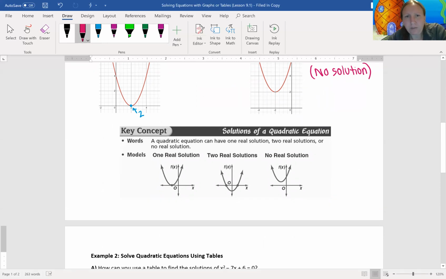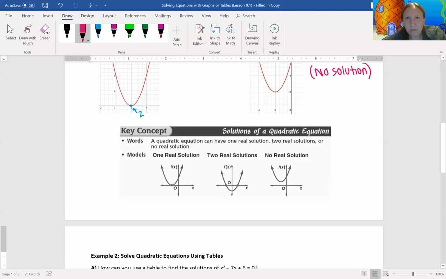That's going back to those number systems that we did at the beginning of the year. And so that's talking about the real numbers, because we said that there could also be imaginary numbers, those weird scenarios with negatives and the square roots and stuff. So this is just saying if there's 1 real solution, 2 real solutions, or no real solution.